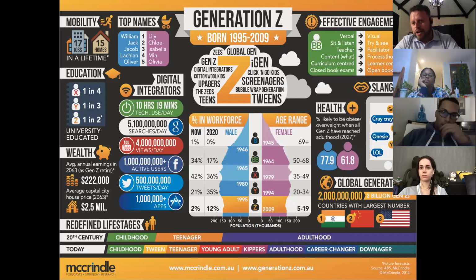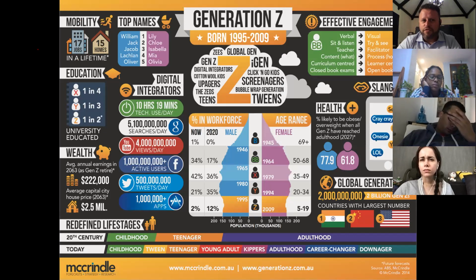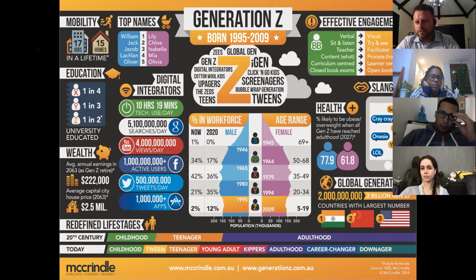So this modern generation, the generation of a lot of you guys born after 1995, look over here at mobility: 17 jobs and 15 homes in a lifetime. My parents' generation had probably 2. My generation, most of my friends, I'm a little different because I lived in China, but most of my friends had approximately 5 places they lived and like 3 jobs. You guys, 17 jobs and 15 places you live. A lot more wealth, a lot more university education.